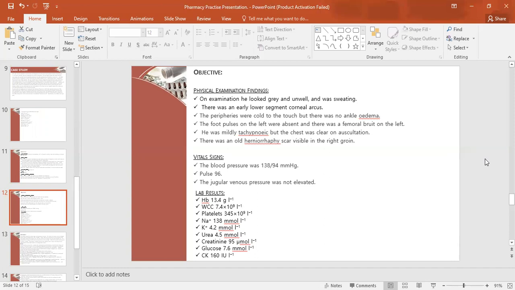His vital signs were blood pressure 138 over 94 millimeters of mercury, pulse 96. The jugular venous pressure was not elevated. His lab results included hemoglobin 13.4 grams per liter, white blood cell count 7.4 x 10^9 per liter, platelets 345 x 10^9 per liter, sodium 138 millimoles per liter, potassium 4.2 millimoles per liter, urea 4.5 millimoles per liter, creatinine 95 micromoles per liter, glucose 7.6 millimoles per liter, and creatine kinase 160 international units per liter.